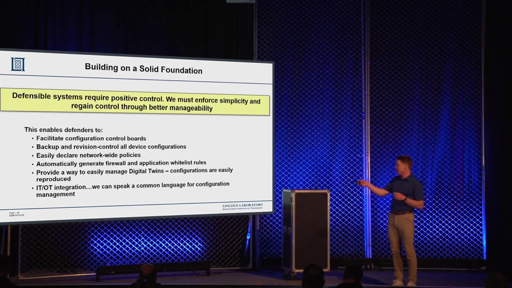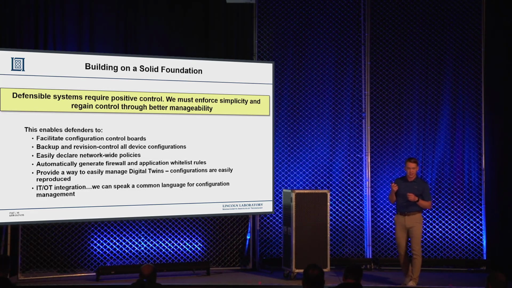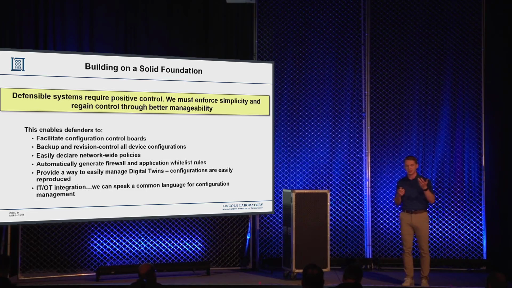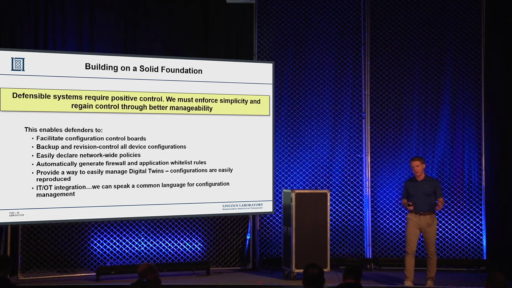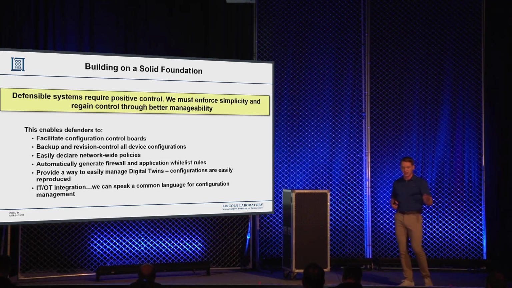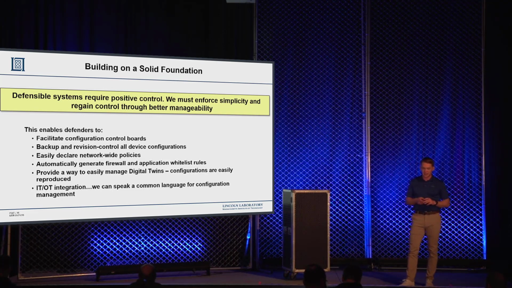It also is an easy way to declare network-wide policies. So if I need to configure a syslog server and I need to send that IP address to 10 different devices, how do you define it in one place and then push it everywhere, as opposed to logging into all those devices and manually inserting something like that? You can then also do something like automatically generating firewall rules and application whitelist rules.